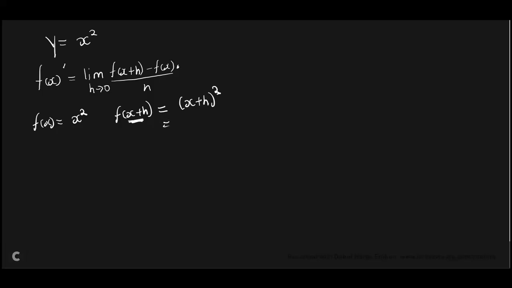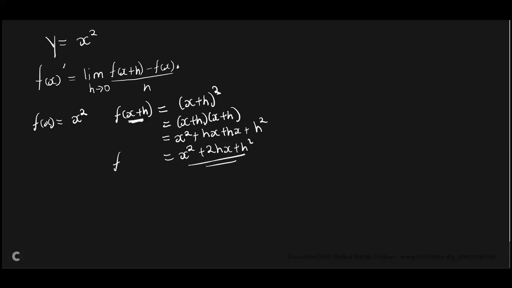Then what you do next, you say x plus h, x plus h. There are two. So here we're expanding. After expanding, you have x squared plus 2hx plus h squared. So this is your f of x plus h.